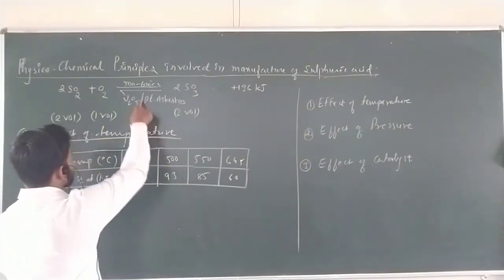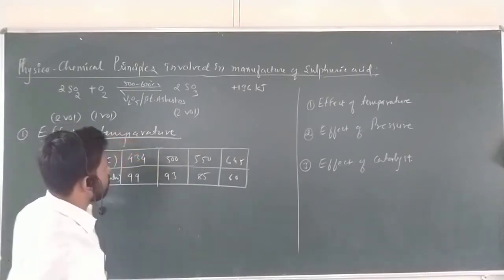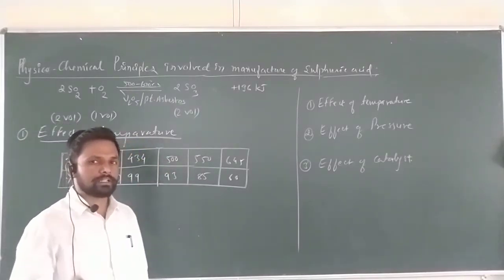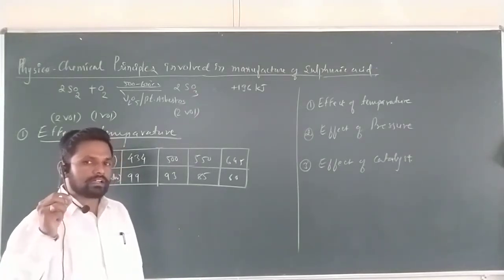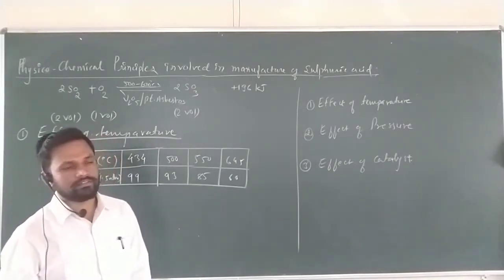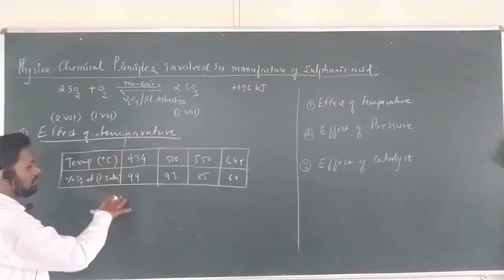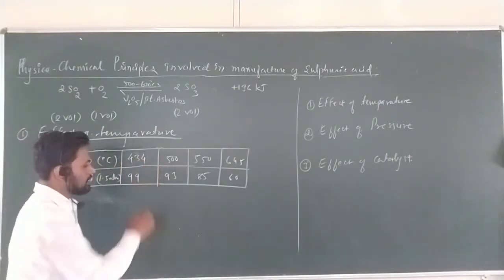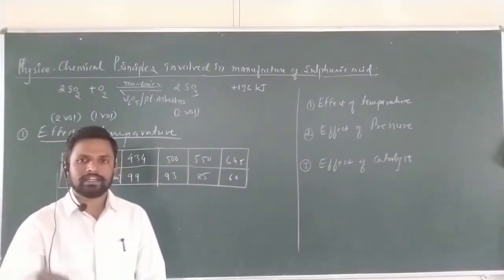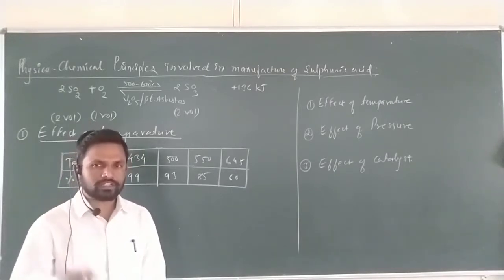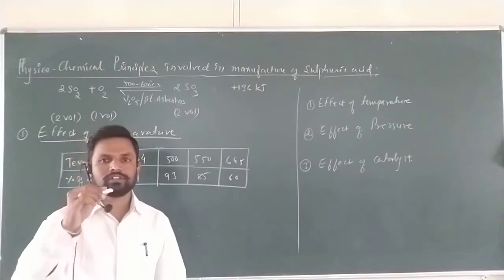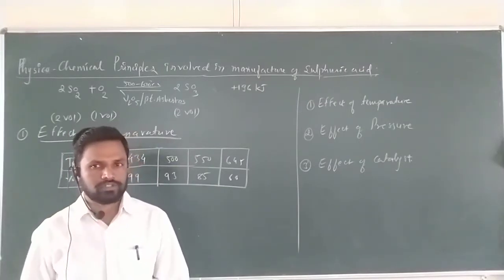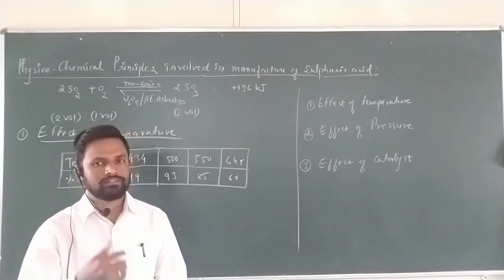Therefore, at the temperature range of 500 to 600, which is maintained, 90 to 95% conversion of SO3 can be obtained. The study shows that even at lower temperature, at 434, we can see 99% SO3, but the rate of reaction is very slow. Therefore, an optimum temperature should be there, that is 500 to 600 degrees Celsius. This is one effect, the effect of temperature.